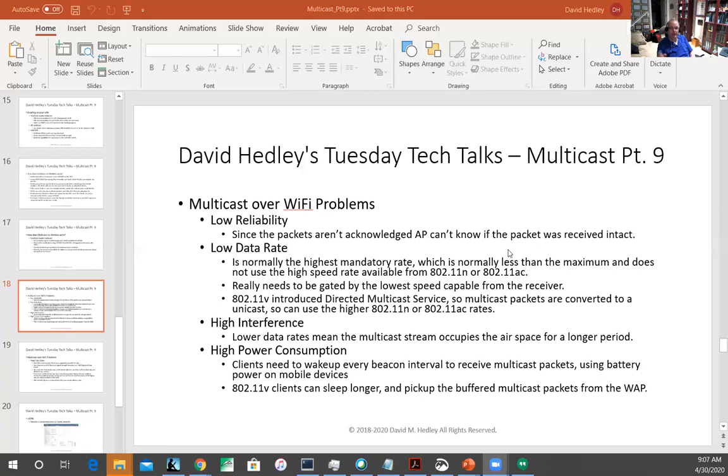Data rates. Okay. You're using one of the mandatory data rates. The mandatory data rates are all in the ABG range. They're not in the AC or N range. So multicast will never use those rates as multicast.